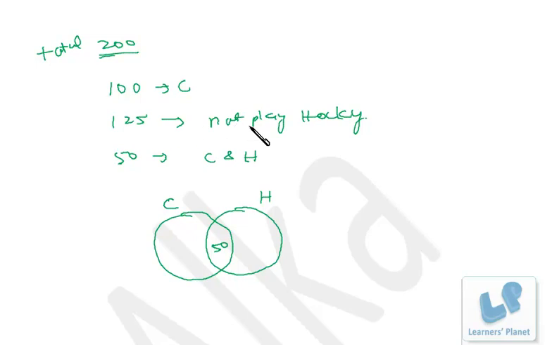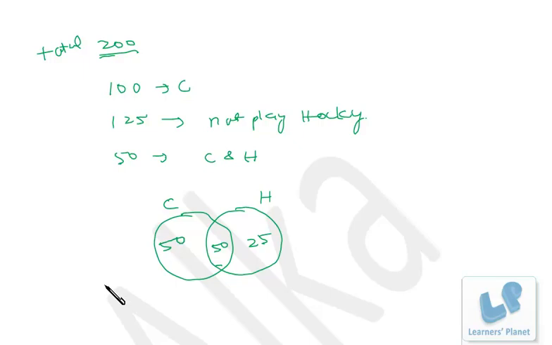Now 125 do not play hockey. That means out of 200, 125 are not playing hockey, so 75 are playing hockey, right? So if it is 50 here, it must be 25 here, because the total of this circle must be 75. In cricket, a total of 100 people are there, 50 here, so 50 will be here.